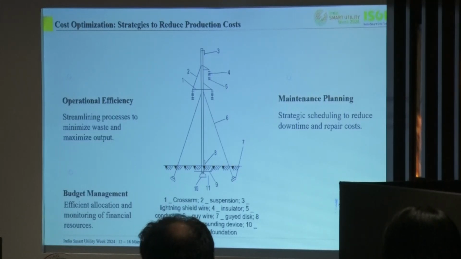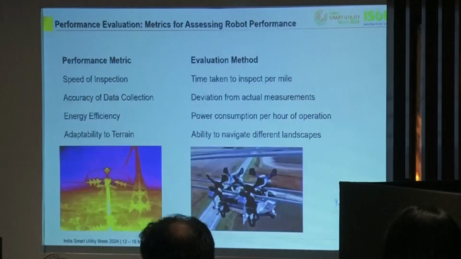So, through a cost optimization parameter, if we can have higher operational efficiency, maintenance planning, and budget maintenance, and if you can correlate all three, then it can easily give a strategy to reduce the overall production cost, and definitely we can incorporate high efficiency, high reliability, and the safety standards can also be matched.